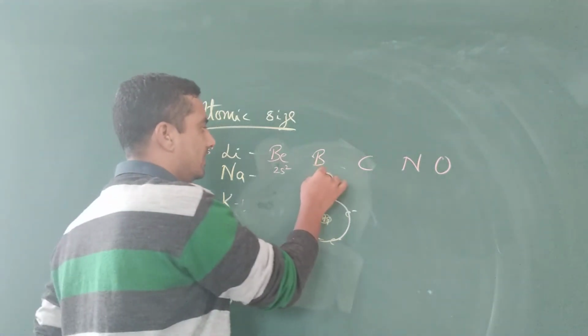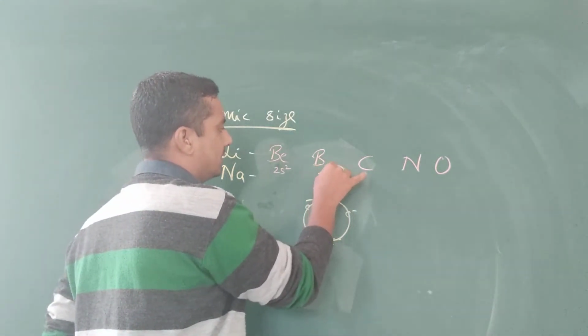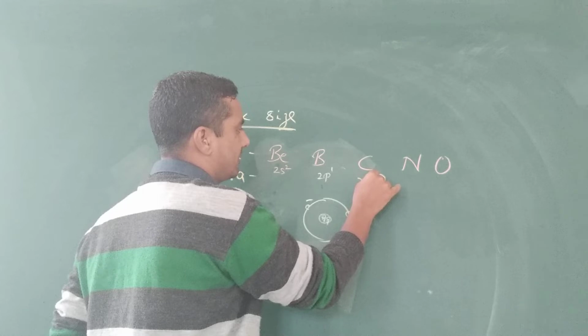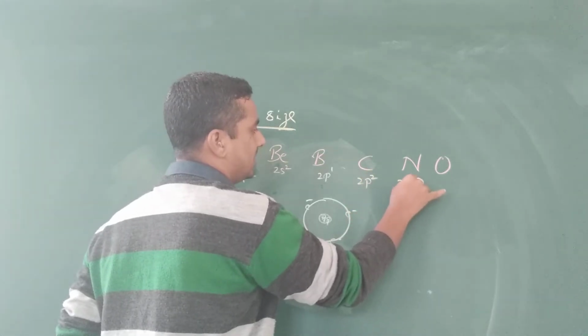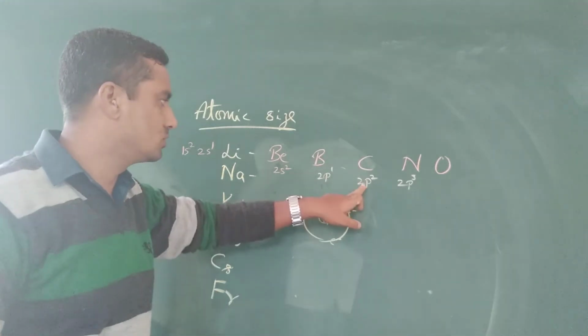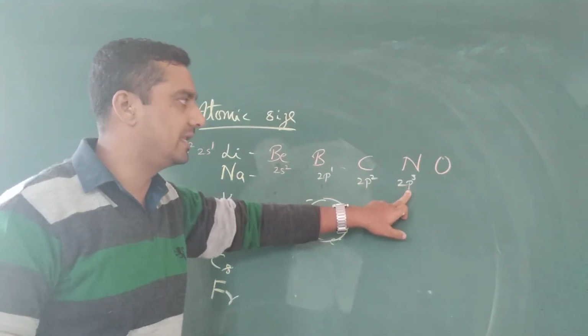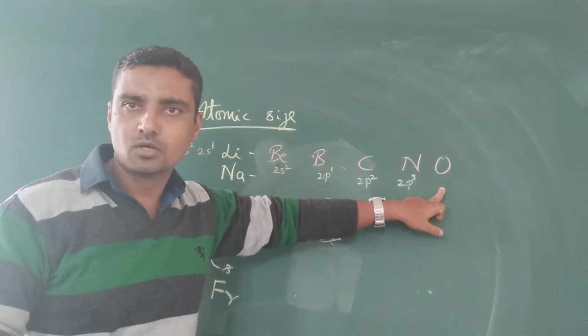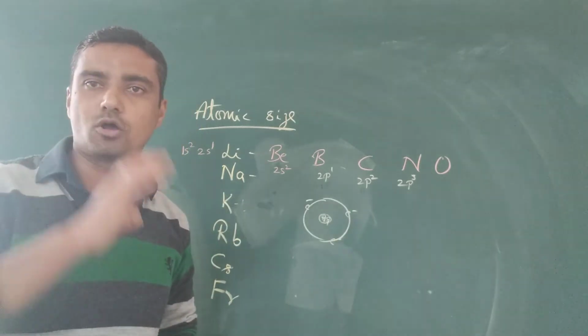If it goes from here, that is 2p1. Here it is 2p2, here it is 2p3. See here, the p orbital containing 1 electron, here 2 electrons, here 3 electrons, here 4 electrons. So electrons are added to the same orbital.